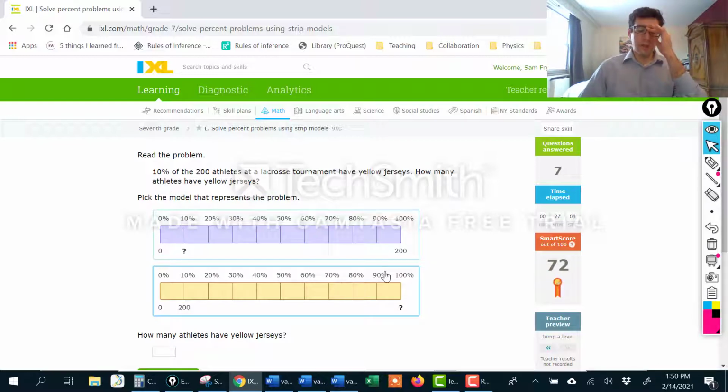We could have also solved that a different way using the model itself. I think we've done enough problems here, so I'm going to end the video there.